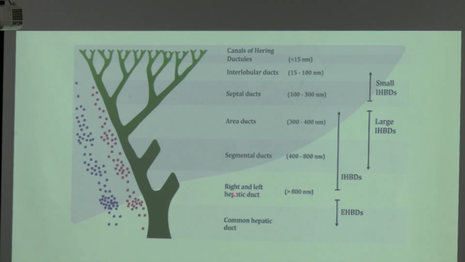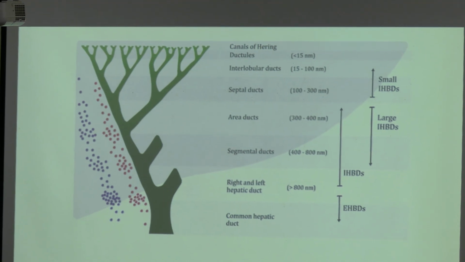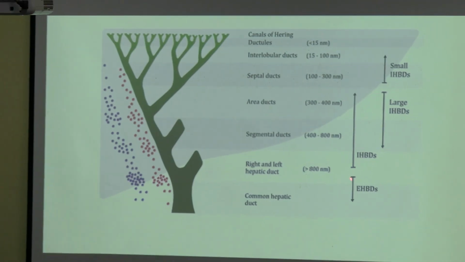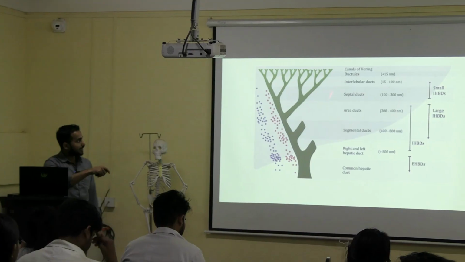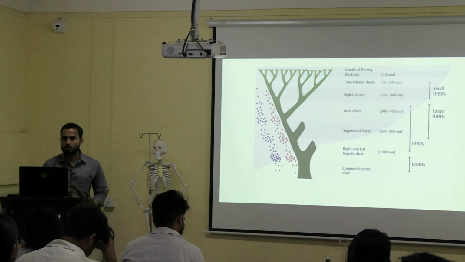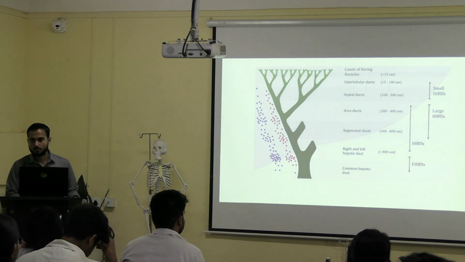Once you get the right and left hepatic ducts, they come out from the liver, from the right and left lobes of the liver. After that you can see they join together to form the common hepatic duct. From this particular part onwards, this is the extrahepatic biliary system. Everything before that is the intrahepatic biliary system, also called the intrahepatic biliary tree.